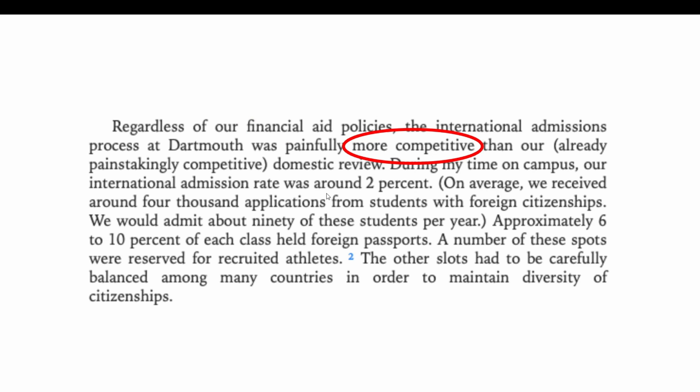And the next thing is here, where you can see that approximately 6 to 10% of each class was foreign students. And this is kind of going into that quota argument, right? You can see there might actually be some quotas. Now, it's not revealed exactly, but it's around 90 students per year being admitted as internationals, and this just sounds a lot like a quota. But down here is something that's pretty important, because I'm going to talk about the quota in a second, but the other slots had to be carefully balanced among many countries in order to maintain diversity of citizenships.